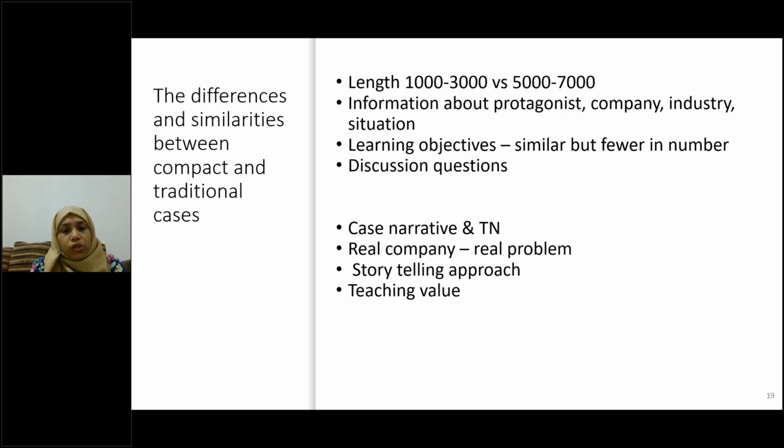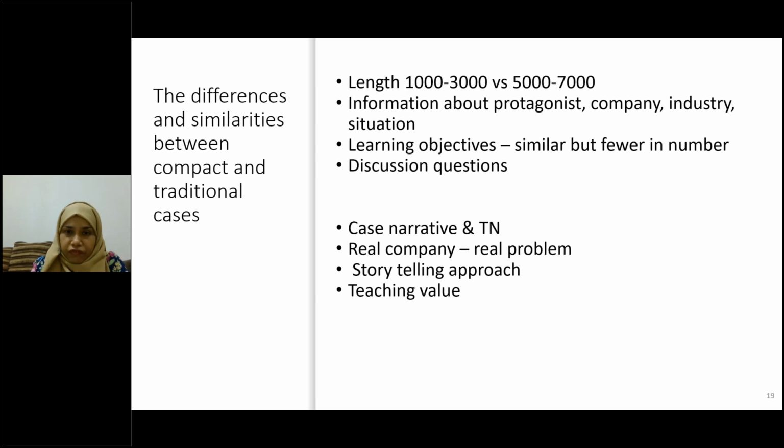Okay, so real company, real problem. For both case styles, compact cases and traditional cases, it has to have a real company and you should have a real problem. A storytelling approach, yes, we follow a storytelling approach, but it is guided by teaching notes. So this is the thing: we can tell a story, but it has to be within the limit, within the guidance that is written and structured in the teaching note.